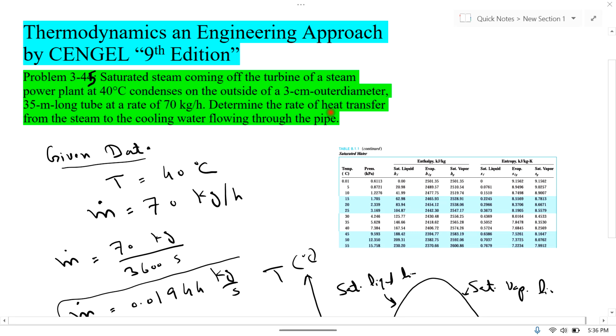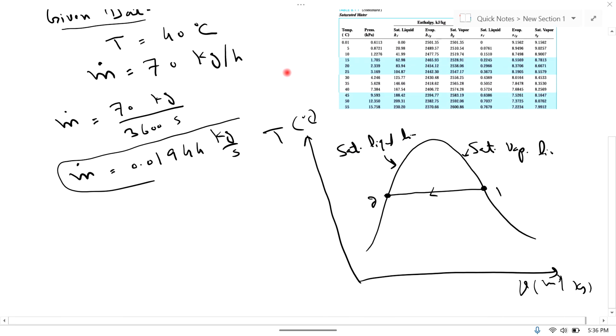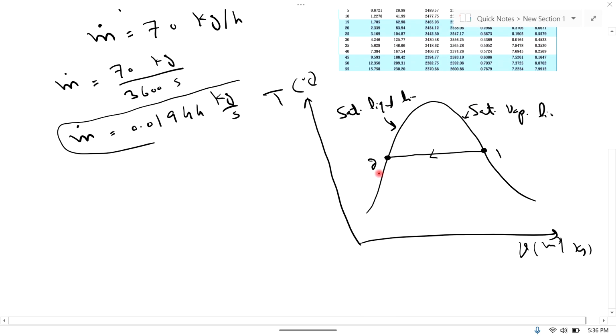Determine the rate of heat transfer from the steam to the cooling water when we condense the steam from point 1 to point 2. So find here the rate of heat transfer to condense the steam, from completely vapor to completely liquid. Here the vapor is completely in vapor form, dry vapor, and here the working fluid is completely in liquid form. So find the heat transfer to convert from point 1 to 2.